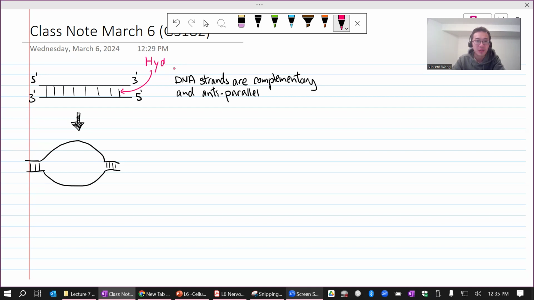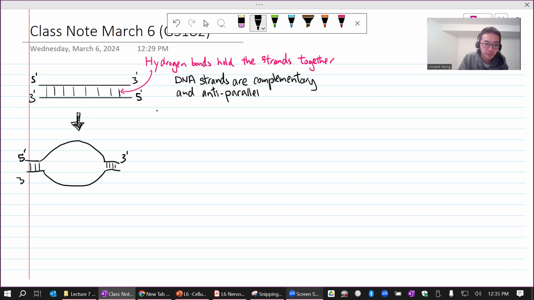Okay, so these are hydrogen bonds, right? Hydrogen bonds hold the strands together. Okay, there are two bonds between A and T. There are three bonds between G and C, right? So in order to copy it, you have to break apart those bonds, and you need to pull the strands apart. And over here, we create what's called a replication bubble.